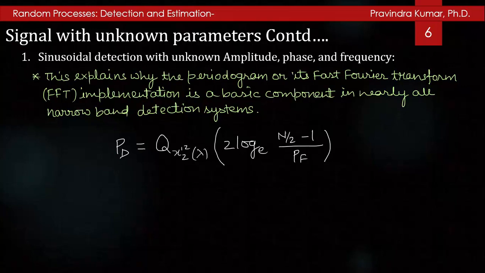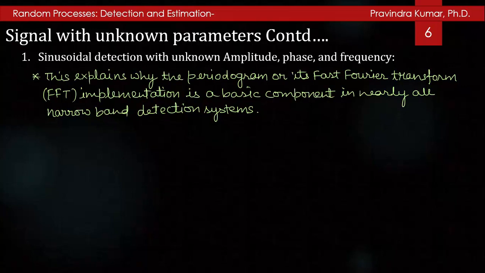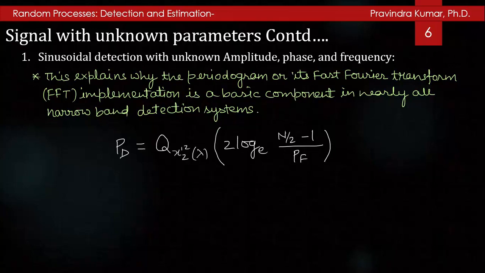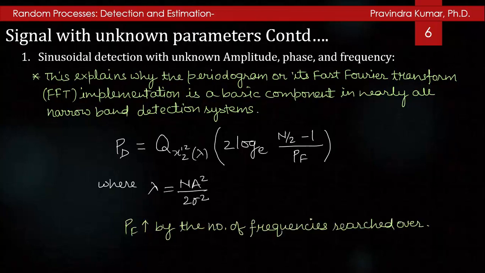Its performance can be found in a similar way to the case of unknown amplitude and phase, as we have seen in the previous lecture. The only difference is that the probability of false alarm increases by the number of frequencies searched over. The probability of detection is Q chi-squared prime squared, with lambda equal to N A square by 2 sigma square. Here you can see the probability of false alarm PFA is increased by the number of frequencies searched over.